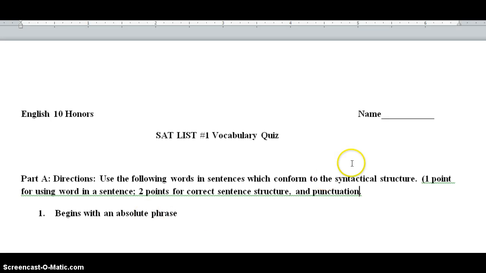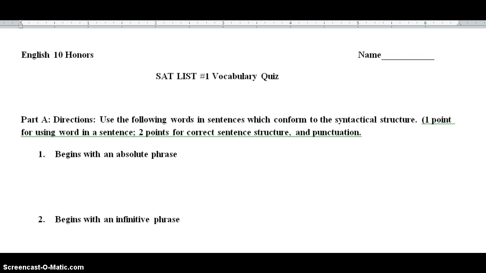Okay, so I want to give you a little heads up as to what the quiz tomorrow will look like. Essentially, it's going to look like this. You'll have a vocabulary quiz, you'll have your word bank up here, and the directions will be: use the following words and sentences which conform to the syntactical structure. You'll have maybe 8 to 10 sentences using the various phrases, and they will all be about Lord of the Flies. Okay, so if you've read, you should do fine, at least with the content. It's just a matter of coming up with these beginnings.